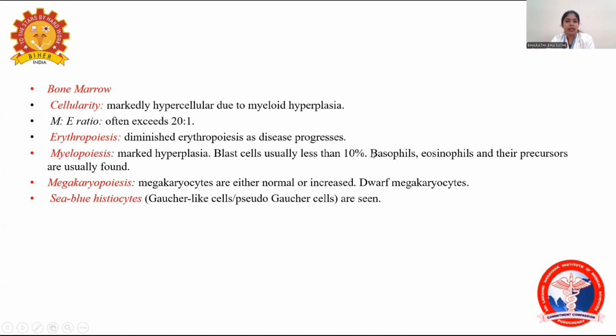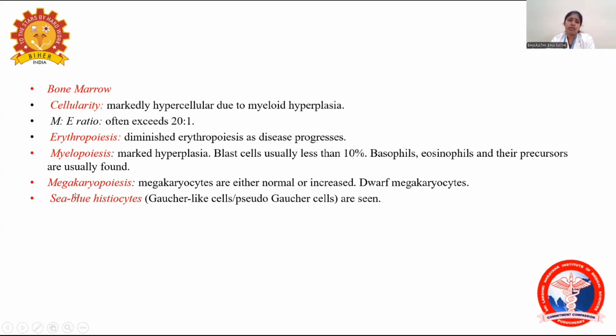Blast cells are usually less than 10%. Basophils, eosinophils, and their precursors are usually found. In megakaryopoiesis, megakaryocytes are either normal or increased. Most of the time, dwarf megakaryocytes can be seen. This is another important finding. Dwarf megakaryocytes can be seen in the bone marrow.